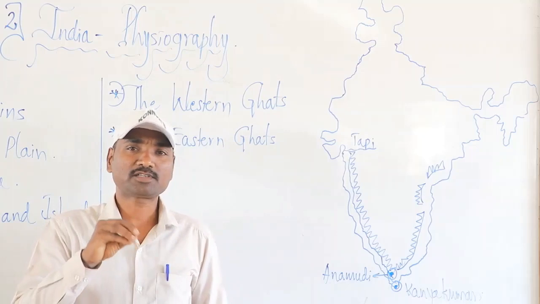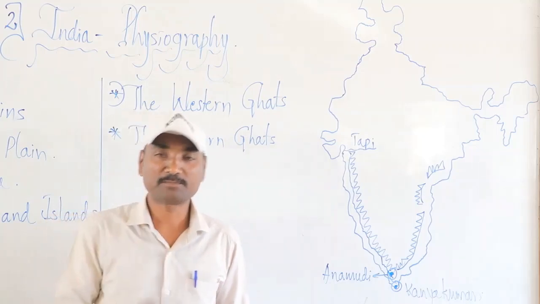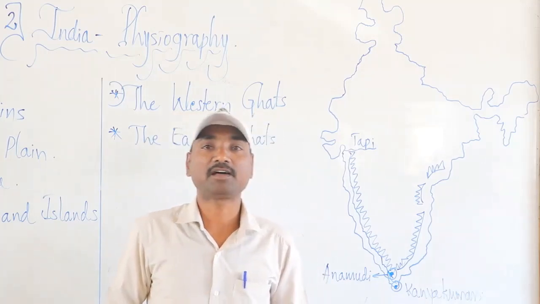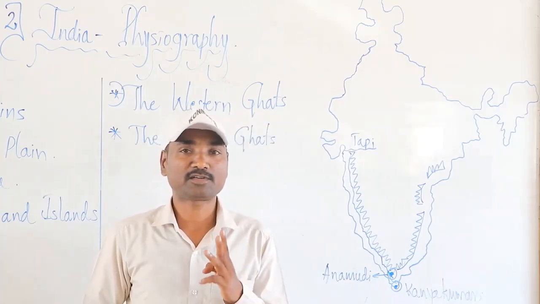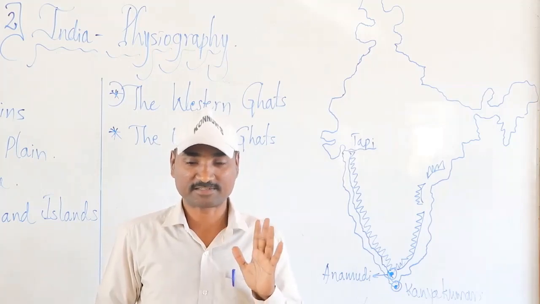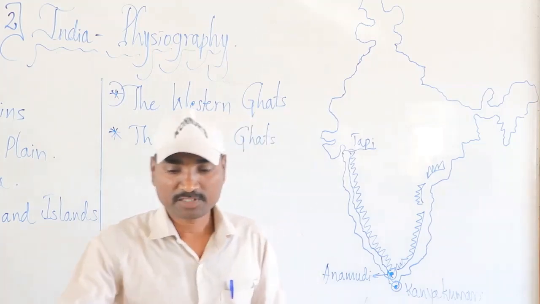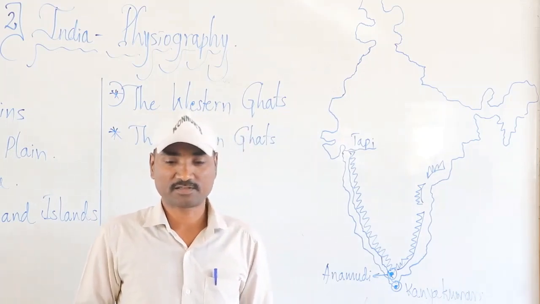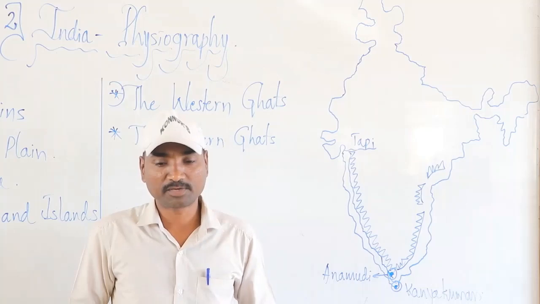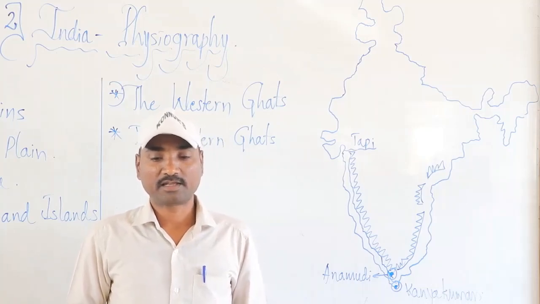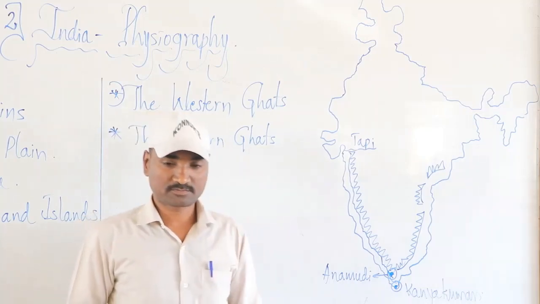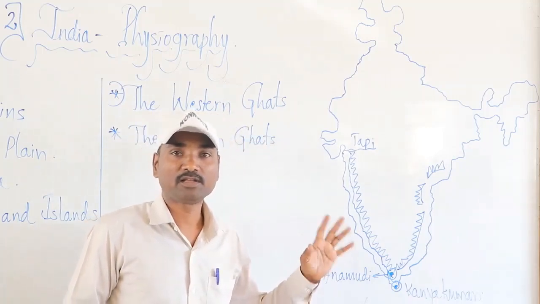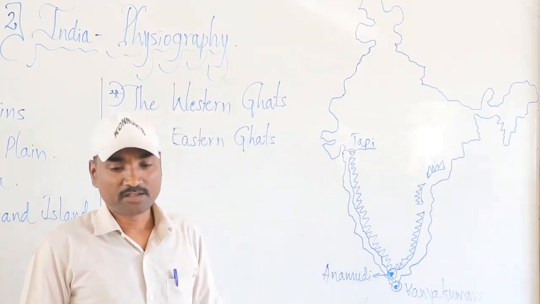Here there are important passes. Those important passes are Borgat, Thalgat and Palgat. These are the important passes of the Western Ghats. Apart from this, there are a number of famous hill stations. Among those, the Annamalai, the Palani and the Cardamom are the important hills of the Western Ghats.